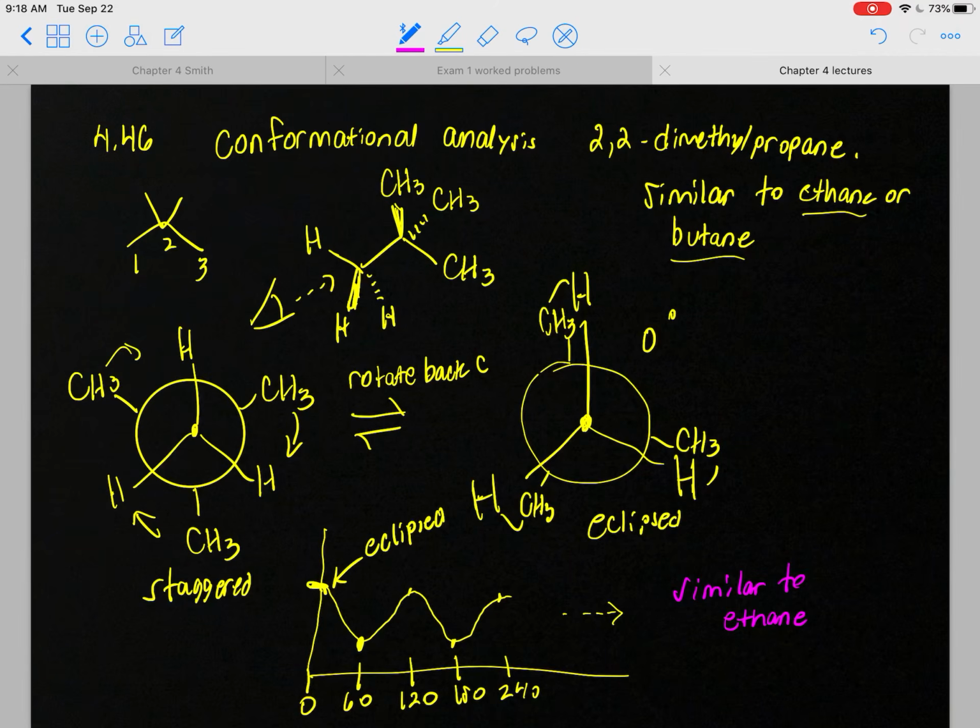Remember, for butane, it looks much more complicated. It's not just two conformations that alternate. You have a gauche interaction, you have syn eclipsed, you have an anti-conformation. So there's many more different types of conformations, whereas this 2,2-dimethylpropane has only 2 conformations. It's much more.